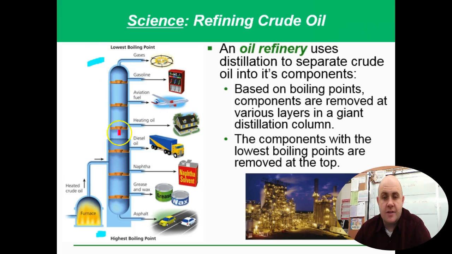And so what you get is this leveling effect, where you have thick, heavy stuff like asphalt, followed by grease and wax, naphtha, diesel, oil, heating oil, aviation fuel, gasoline, and then gases like propane, and butanes, and methanes, things like that, are separated out, and then they're sucked off at each level. And so these components then are separated out, and then actually we can take those and alter those to turn them into more of whatever we may need.